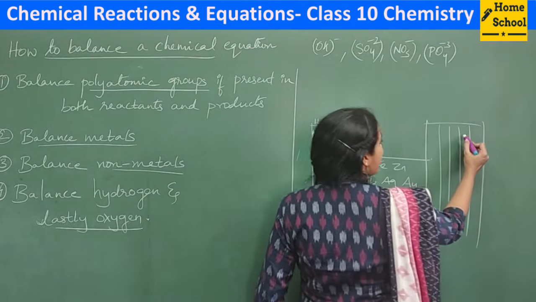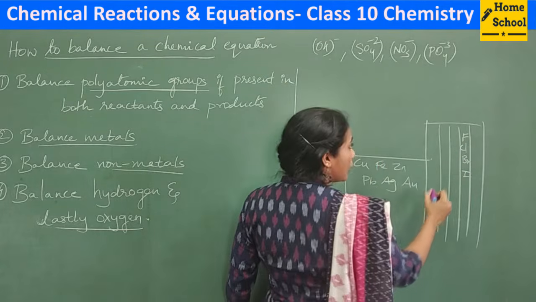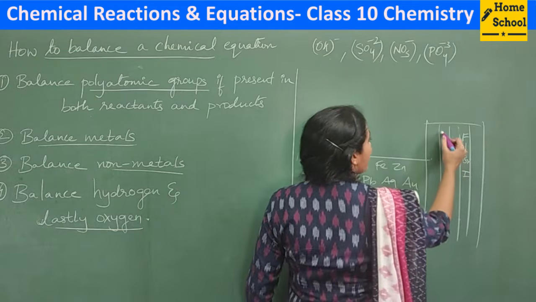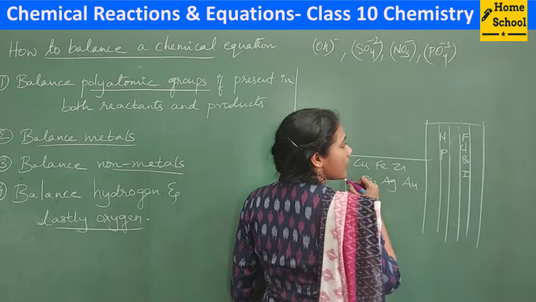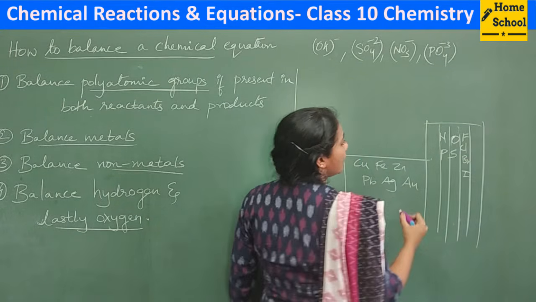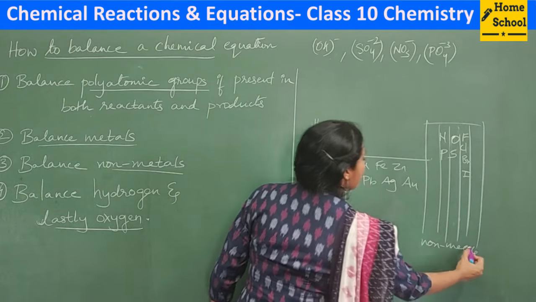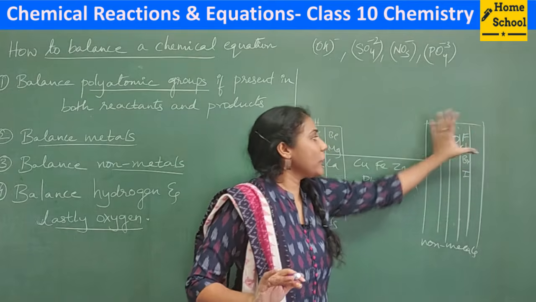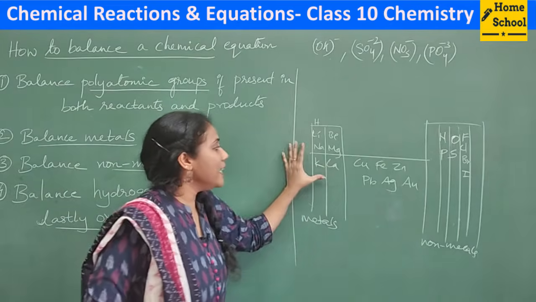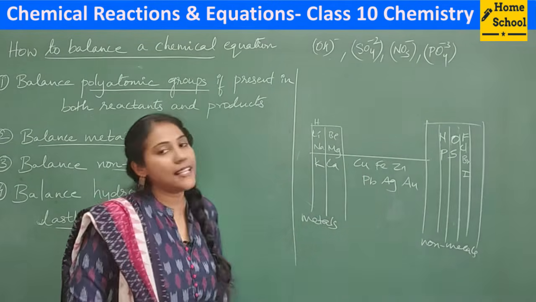And elements such as fluorine, chlorine, bromine, iodine, nitrogen, phosphorus, oxygen, sulfur are all non-metals. Simply, the elements present on the right side are called non-metals, and the elements present on the left side of the periodic table are called metals.